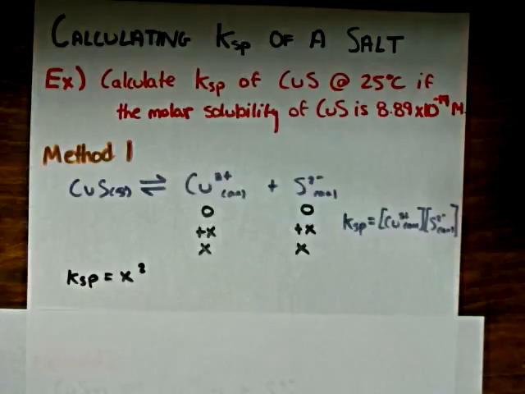And we know that x is equal to the molar solubility of copper sulfide. And this is because at equilibrium, the concentrations of the ions are equal to 8.89 times 10 to the negative 19. That is what molar solubility represents, the concentration of the ions at equilibrium.